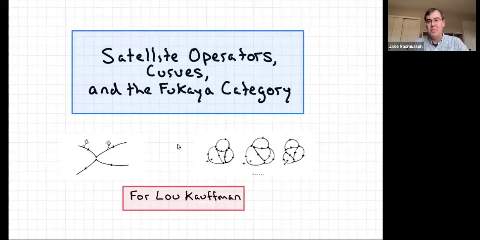all the time. And his work on state models had a huge influence in the development of categorification and knot homologies.